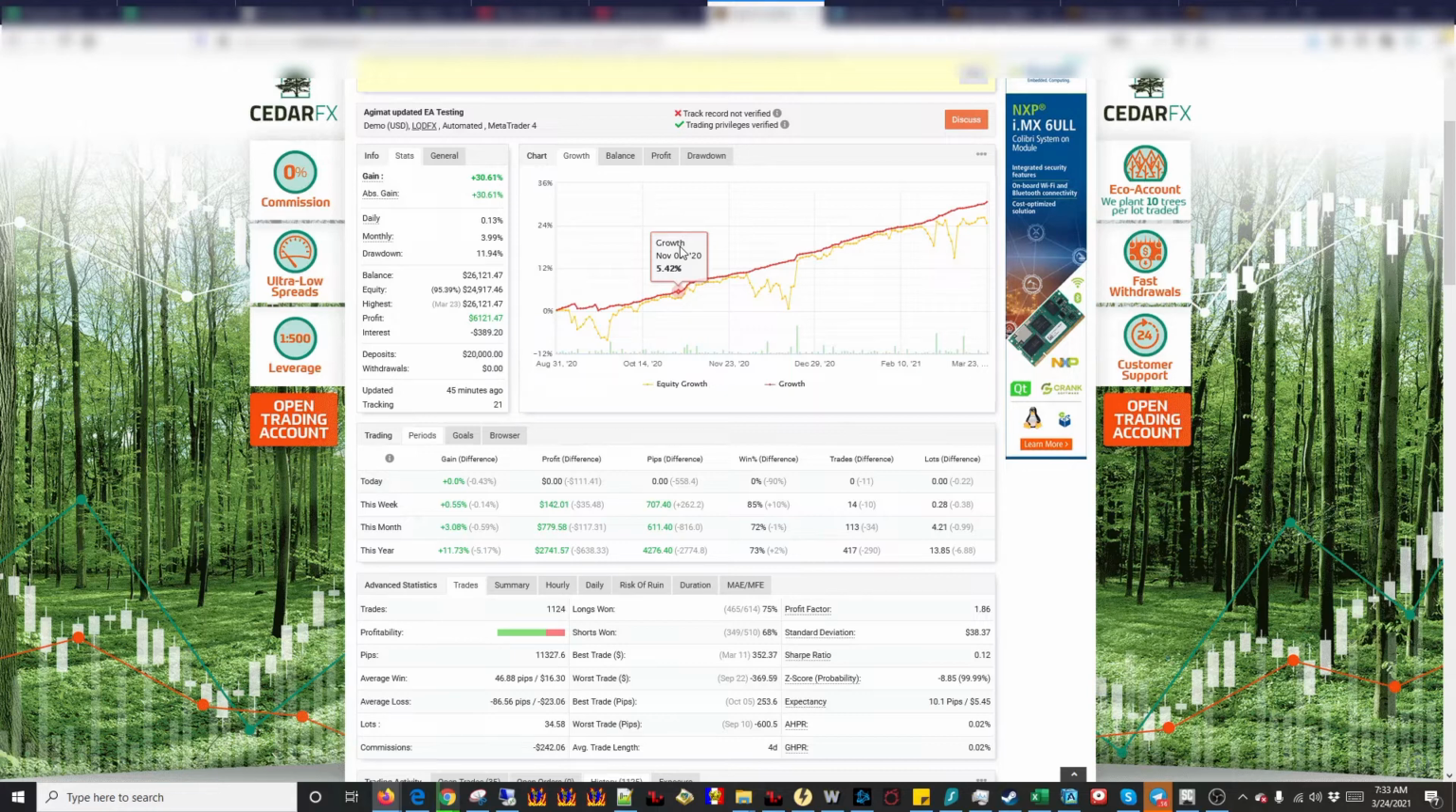We don't know when. It could be in 1 day, 1 year, or 100 years. This EA will eventually blow your account, just because grid martingale systems will eventually blow your account, especially if they're full martingale like this one seems to be.